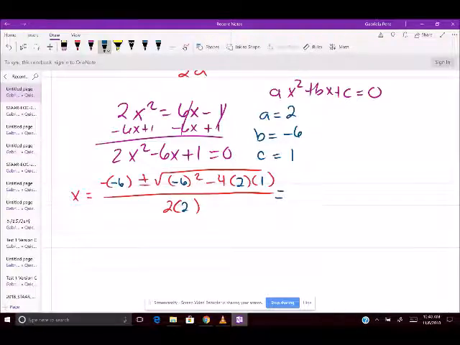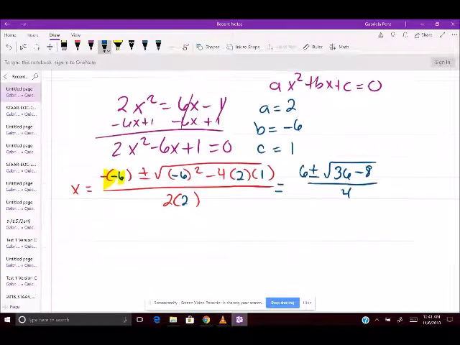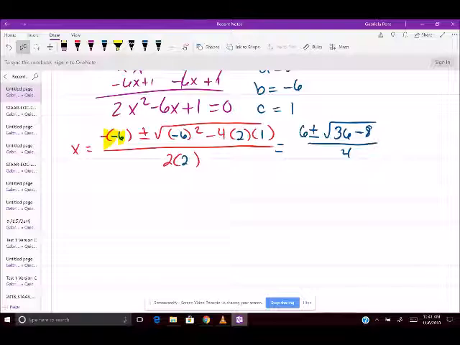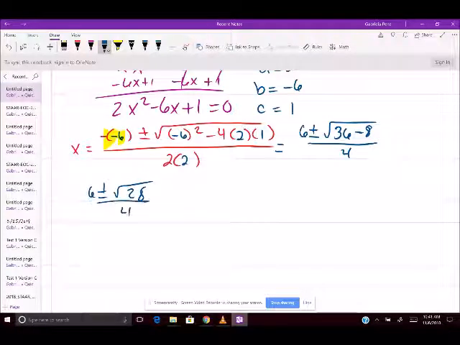Now, what happens when you have a negative and a negative 6 together, like we have there? It becomes a positive 6 plus minus square root. Negative 6 squared is 36. Negative 4 times 2 times 1, so minus 8, over 4. What is 36 minus 8? Is it 28? 26? What is it? 28? So 6 plus minus the square root of 28 over 4.